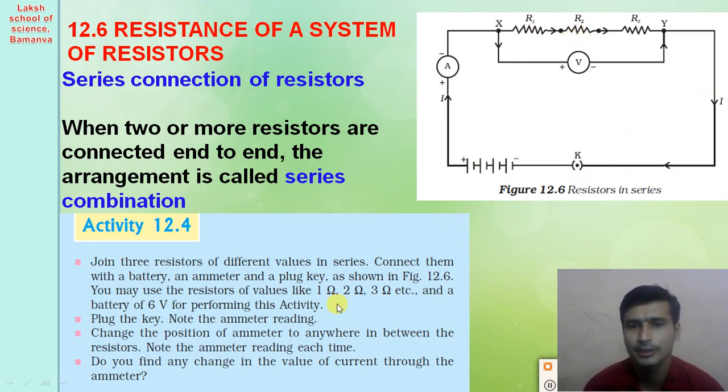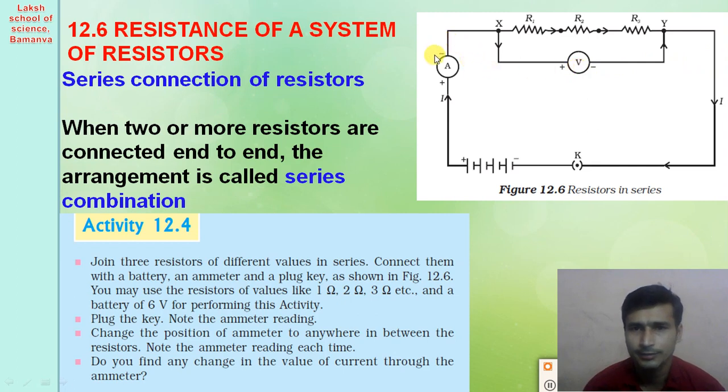Here we take resistances of 1 ohm, 2 ohm and 3 ohm, connect them with the 6 volt battery, and measure the electric current passing through the circuit with the ammeter. Note down the ammeter reading. Now change the position of the ammeter to anywhere in the circuit. We can connect the ammeter here instead, and then note down the value of the electric current passing through.